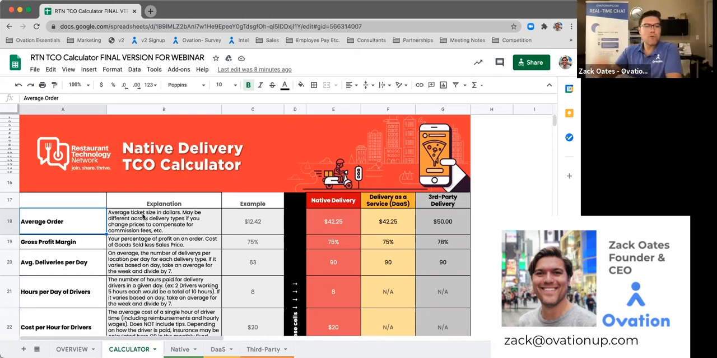To start off with average order, this is the average ticket size in dollars. You'll note that it is different across the three because maybe your menu item is different. Maybe you're pushing different items. Based on historical data, you could look at your third-party delivery and look at what you want as delivery as a service or native delivery. That way you can see exactly what the different items are. A lot of people have different prices for third-party delivery to compensate for those fees. Hence, we give you the option of calculating the average order as different values.